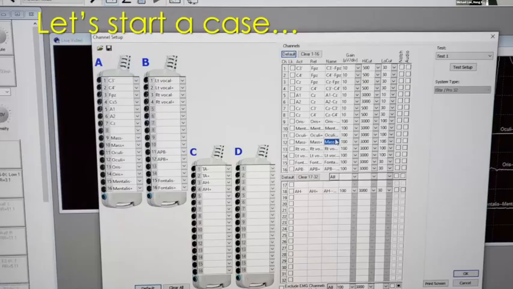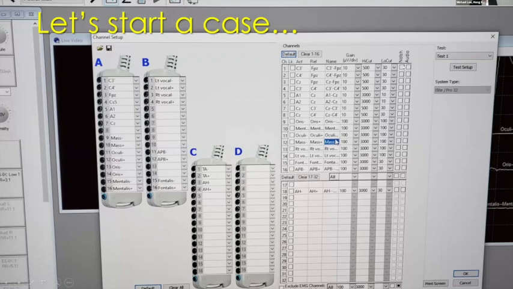So let's start the case after talking about all this basic stuff. Let's start a real case. So this is how we configure the panel in my hospital. After you insert all those electrodes to the right position, you create the montage, and you also define the gain, the filter, the low frequency, high frequency.